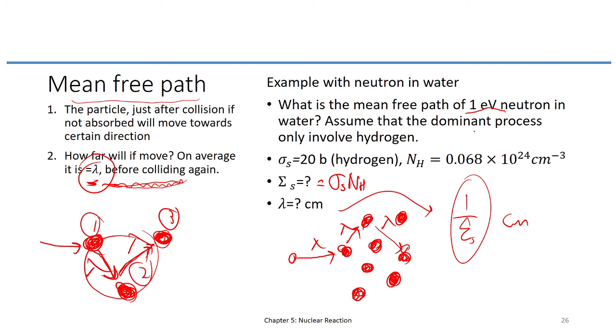If at this hydrogen there is no absorption, then the neutron will recoil towards the next hydrogen. If nothing occurs, it will scatter toward the next hydrogen, and so on and so on. On average, if you try to calculate, I don't remember, I think it's less than 1 centimeter. But that's the average movement of a neutron in water.